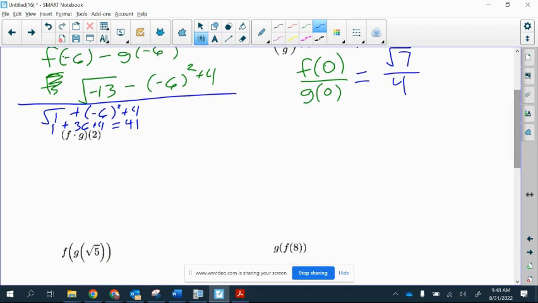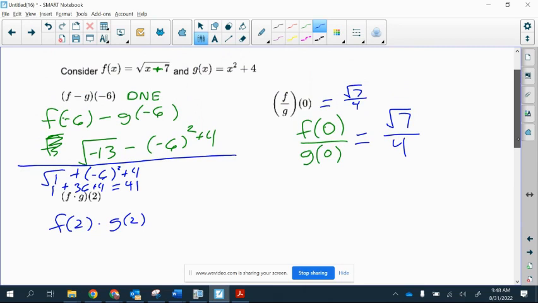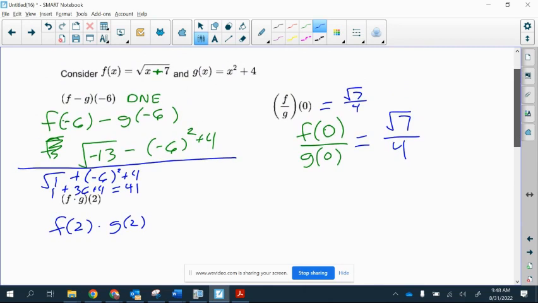Now here we have the multiplication of the two functions at 2. So we have f of 2 times g of 2. So in here with f of 2 times g of 2, we would find what f of 2 is, which is the square root of 9, and multiply it by the g of 2, which is 4 plus 4, or 8. So we have 3 times 8, which would make this 24.